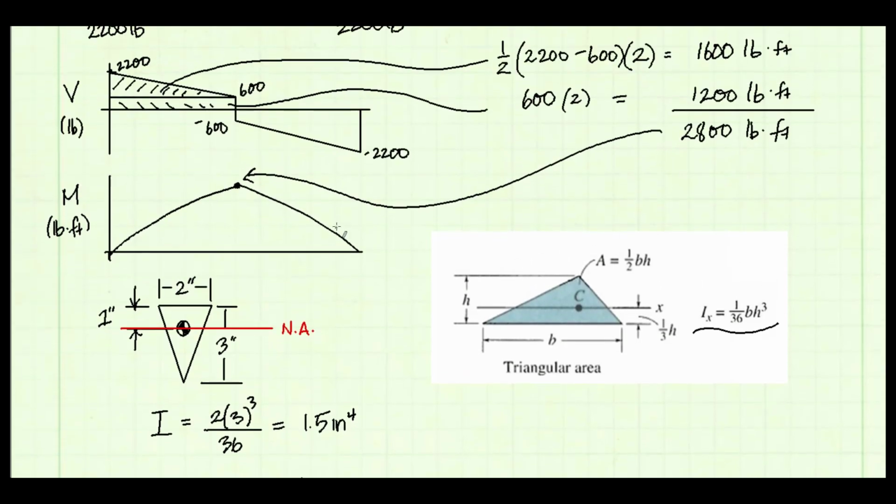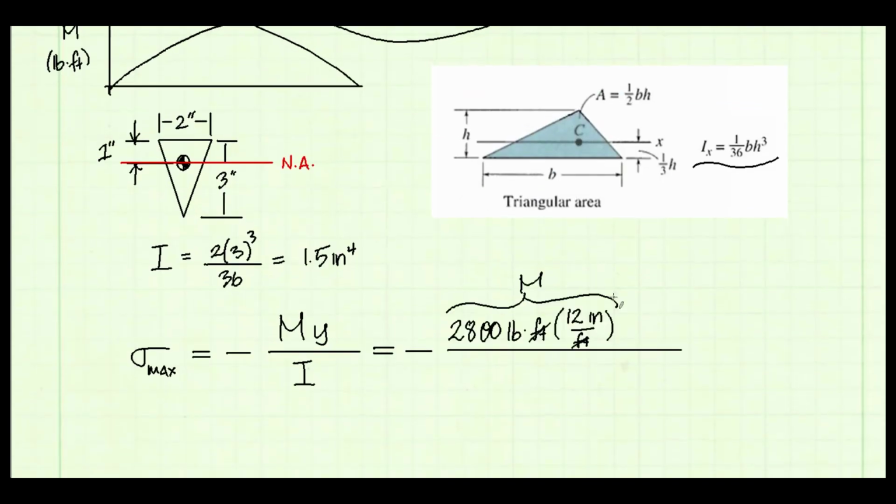Our maximum moment is 2,800 pound-feet. That's positive. I convert that to pound-inches by multiplying by 12. Our moment of inertia in the denominator is 1.5 inches to the fourth power. Since we're looking for maximum stress, then our variable y is going to be the distance to the point on the cross-section furthest from the neutral axis. If we look at our cross-section, we see that the point on our triangle is the furthest point from the neutral axis, and it's 2 inches below the neutral axis.